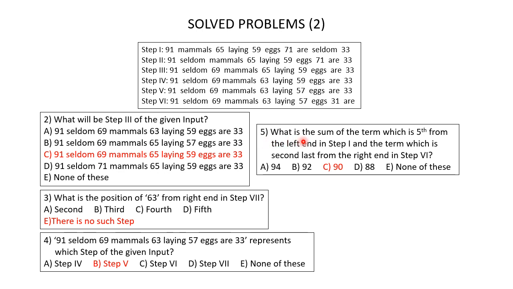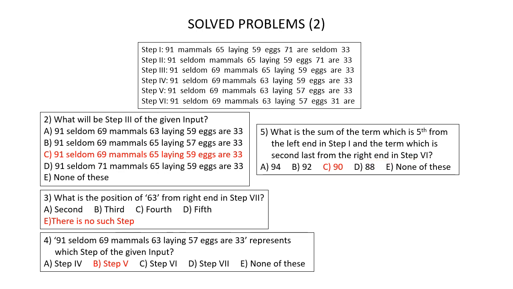Question number 5. What is the sum of the term which is fifth from the left end in step 1 and the term which is second last from the right end in step 6? Here you are given 5 options and you have to find out which of these options is the correct one. So you have to find the sum of the term which is fifth from the left end in step 1 and the number which is second last from the right end in step 6.